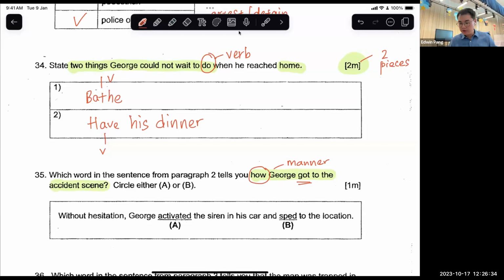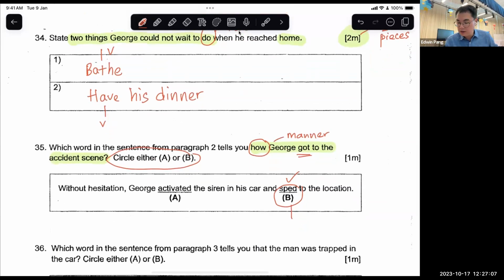Yishan, would you like to tell me what was your answer for this, A or B? B. B, very good. He sped to the location. So the answer is definitely B. So circle B. Remember, you must circle. You must obey the instructions. If they ask you to circle, and instead of circling, you go and tick, you will not get any marks. You must follow the instructions that the question has given you. In this case, circle A or circle B. So you circle B.